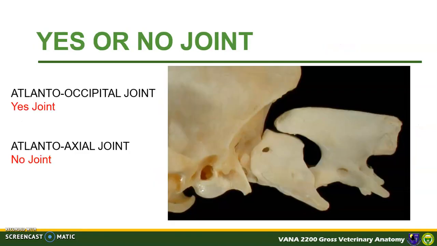The atlanto-occipital joint is a joint between the atlas and the occipital bone of the skull. It is strictly a hinge joint which performs only flexion and extension. This is the yes joint. On the other hand, the atlanto-axial joint is the joint between the atlas and the axis. The dens of the axis forms a pivot, thus a trochoid joint with the atlas. This is the no joint.